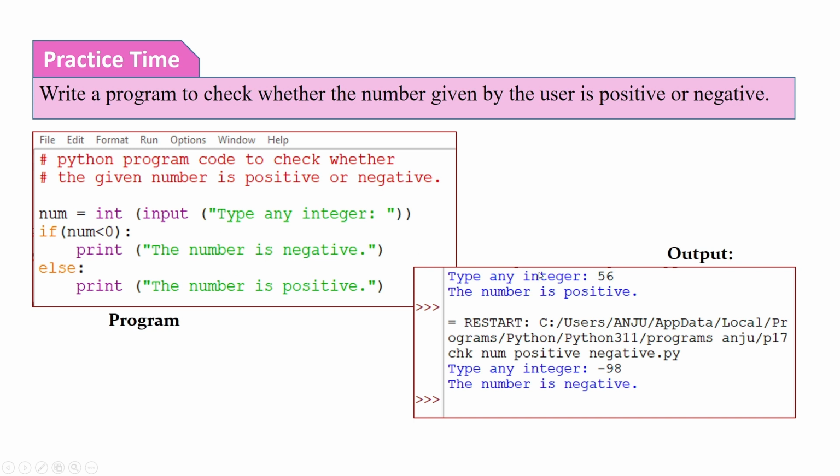So here also I have run the program twice, one value above 0 and one value below 0. The first time we executed this program, we entered 56. It is giving us the message the number is positive. And next time when I entered minus 98, it is giving the message the number is negative.